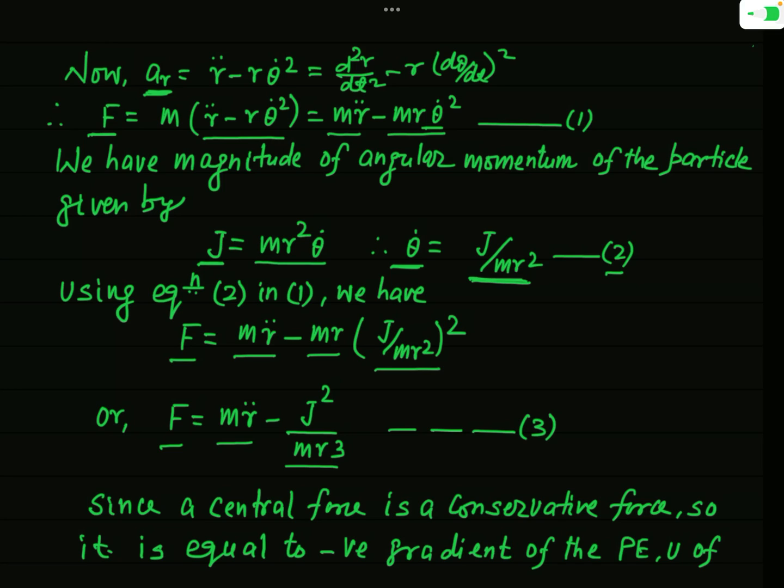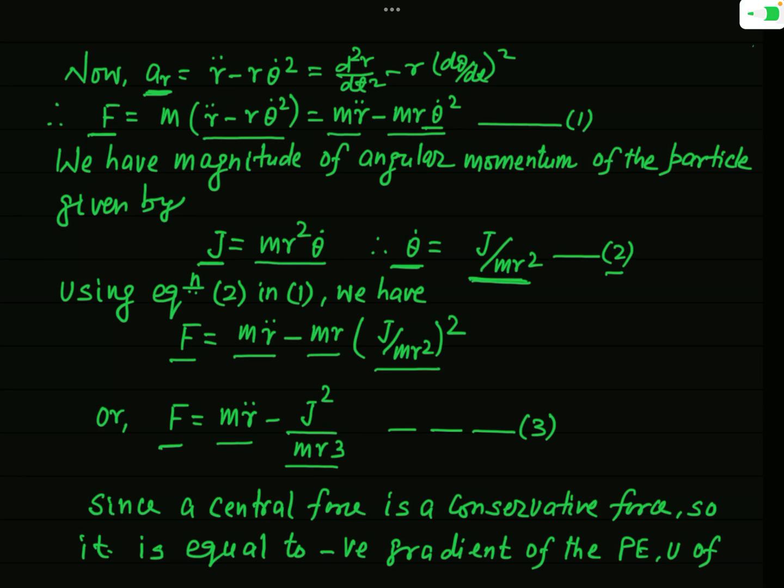So in terms of angular momentum J, this is the expression for the force acting on a particle of mass m moving in a central force field. Now as I have told you earlier, and you have seen in the previous lectures, a central force is a conservative force. And you know, any conservative force can be expressed as a negative gradient of the potential energy.